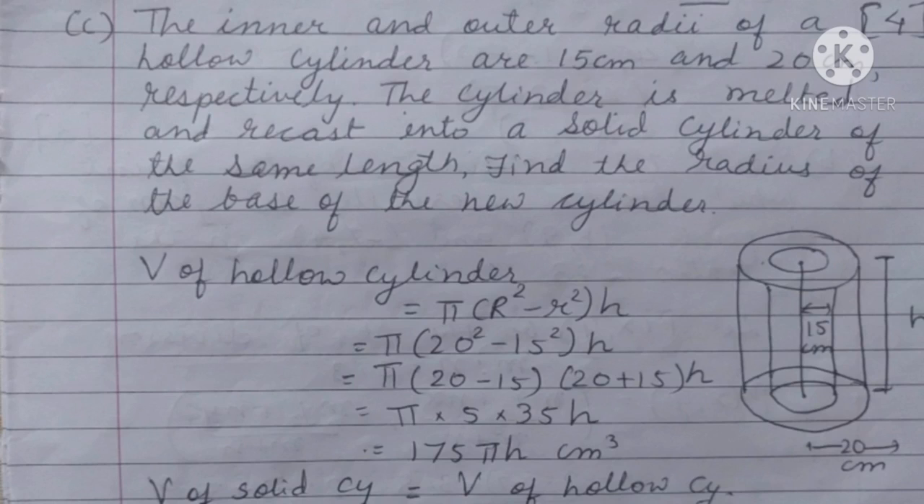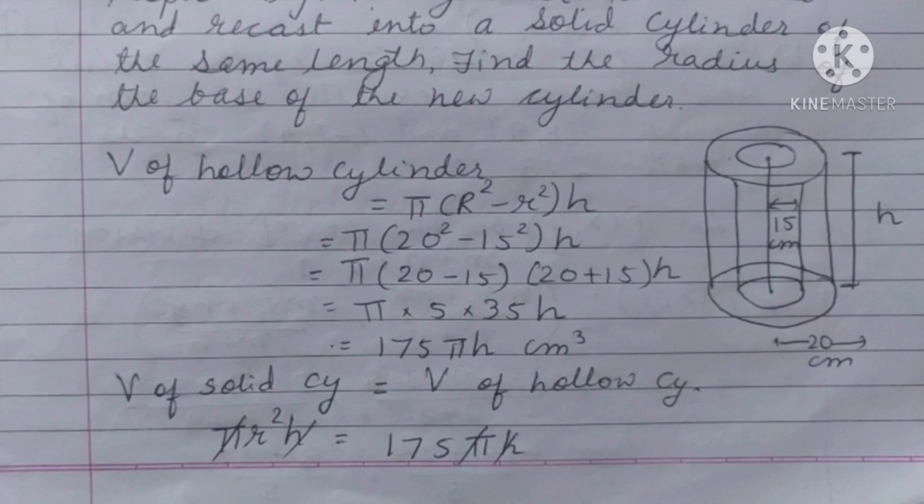So we follow the volume of hollow cylinder formula, pi (R square minus r square) h, and placing the values here, 20 square minus 15 square. Now taking factorization as (20 minus 15)(20 plus 15), we get pi multiplied by 5 into 35 h. So solving it, we get 175 pi h centimeter cube. But what they asked is to get the radius of the base of the new cylinder.